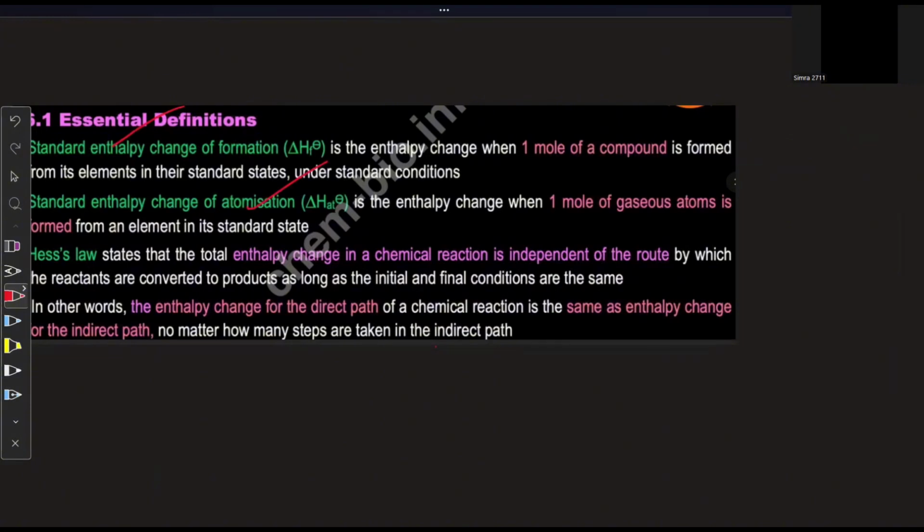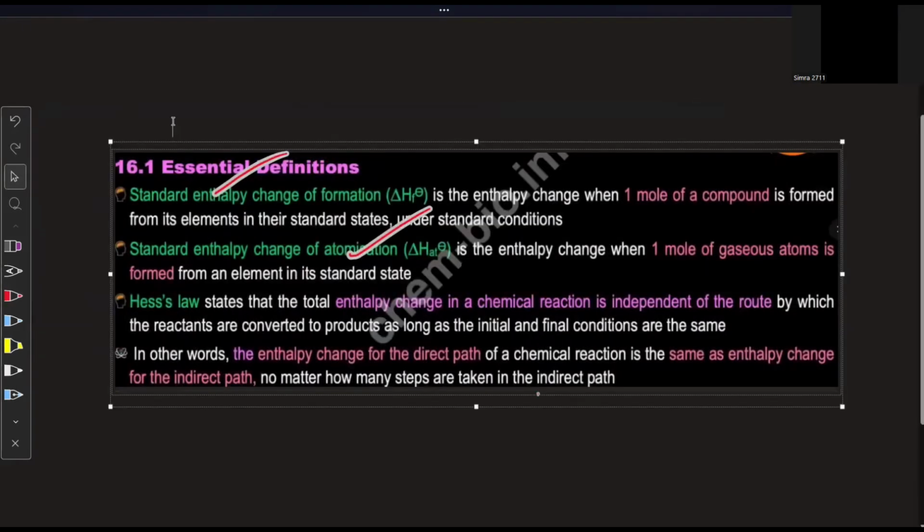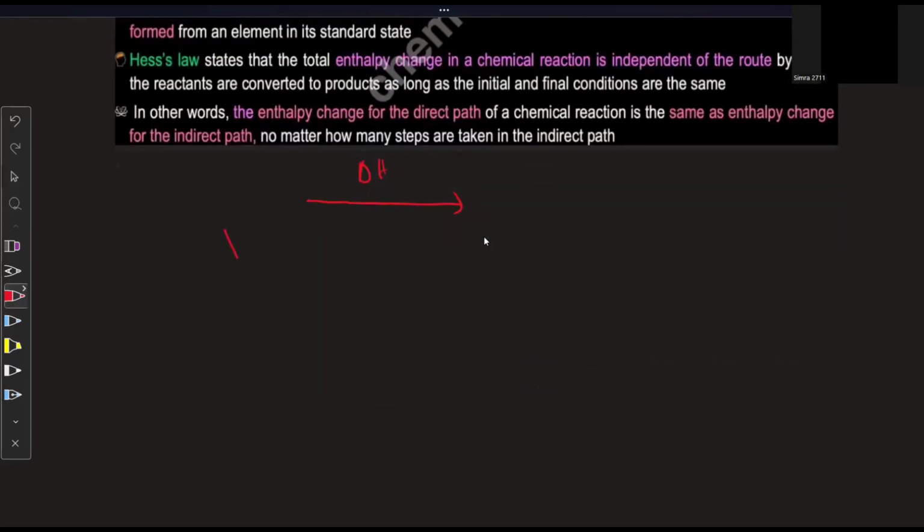And what does the Hess law state? It states that the total enthalpy change in a chemical reaction is independent of the route by which the reactants are converted to products as long as the initial and final conditions remain the same. So they're basically trying to say that whenever we are trying to find the enthalpy change of a chemical reaction, it's not primarily necessary to use the main route to find the enthalpy change of that specific reaction. Rather, we can use a different route.